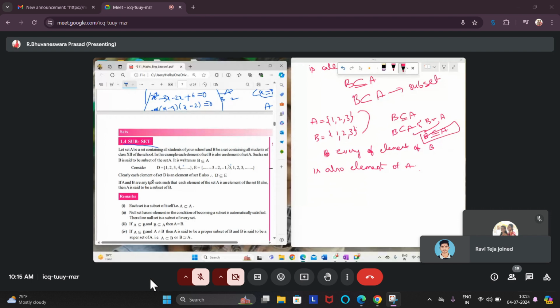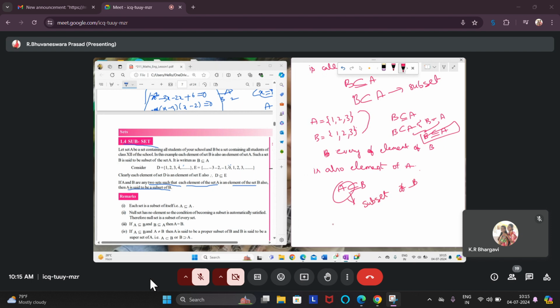Okay, so if A and B are two sets such that each element of set A is also an element of set B, then A is called a subset of B. So you can say it this way too. Previously, when B is a subset or equals to A, B is called a subset. Now sometimes if A is a subset or equals to B, then A is also a subset of B. Sometimes B is a subset or equals to A, so this B is called a subset of A.